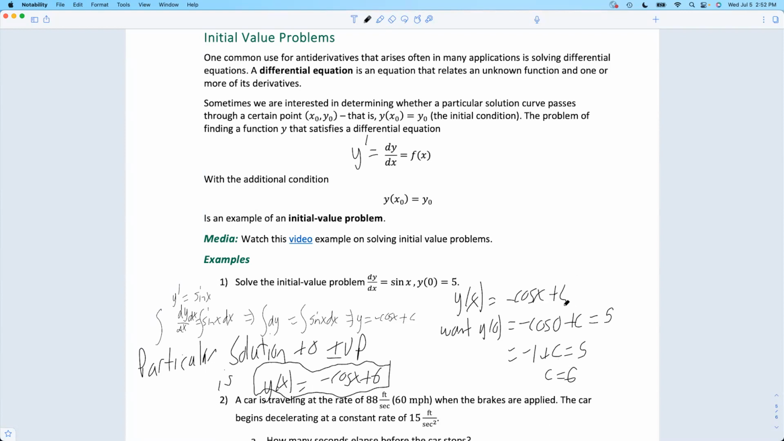This is an entire family of solutions. Any value you pick for c, make up a number, it's a solution to this differential equation. There's only one solution that passes through the point (0, 5), and that's when c equals 6.